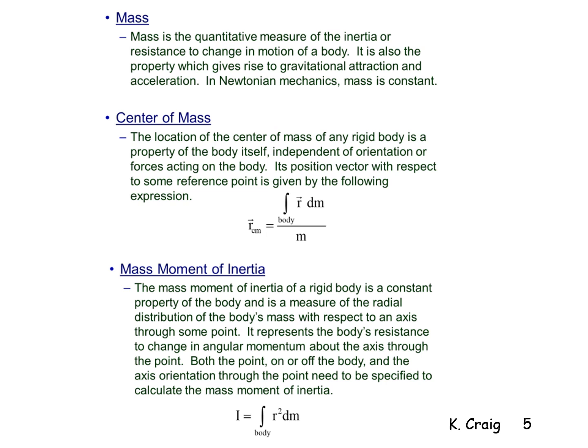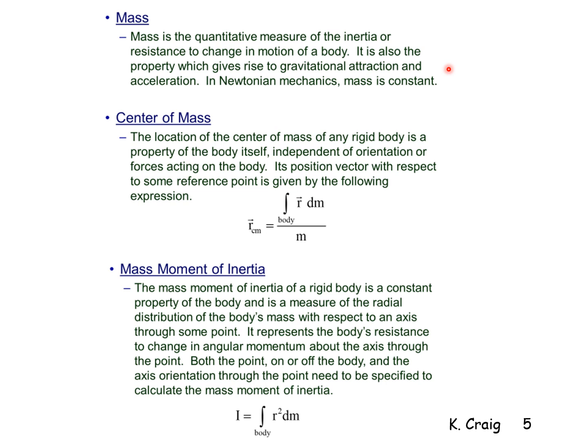Mass. Mass is the quantitative measure of the inertia, which is the resistance to change in motion of a body. It is also the property which gives rise to gravitational attraction and acceleration. In Newtonian mechanics, mass is a constant. So it's a property of a rigid body. It's a property that is constant. It's a measure of the resistance of the body to changes in motion.